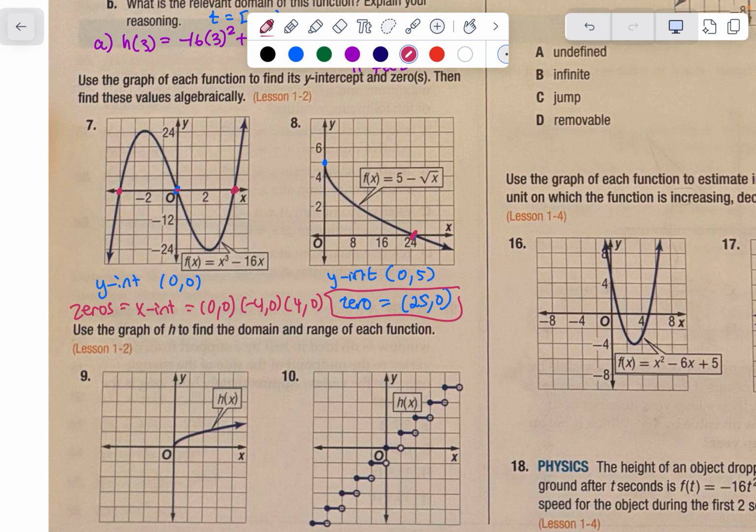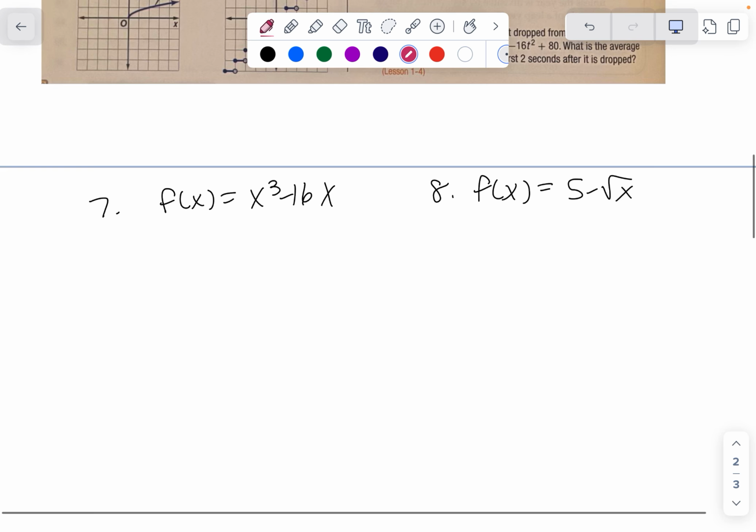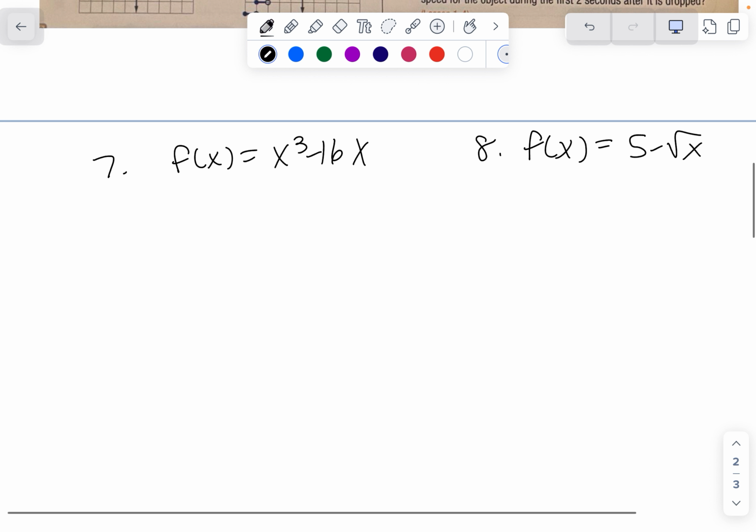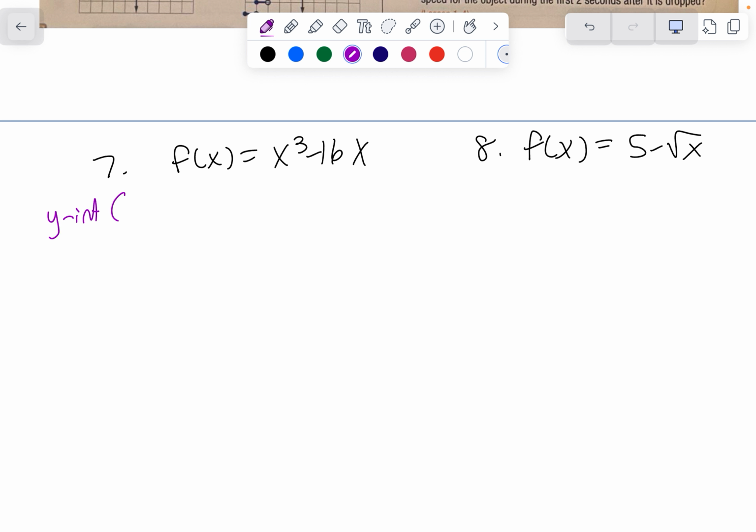Now, it does say to find them algebraically, and that's one of the skills I really want you to work on. Okay, so let's look at 7 and 8, and now let's do the algebra that finds the same values we saw before. The easiest one I always thought is the y-intercept. You just plug in 0, so that's an easy number.